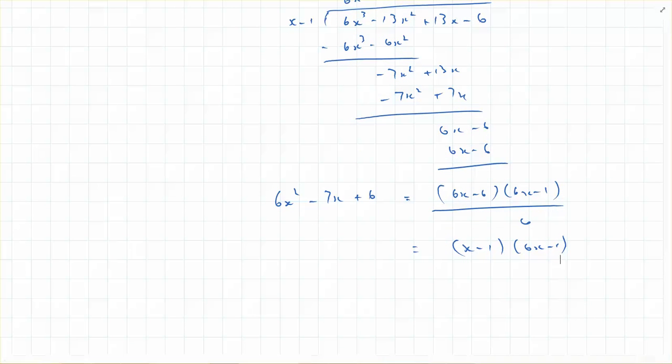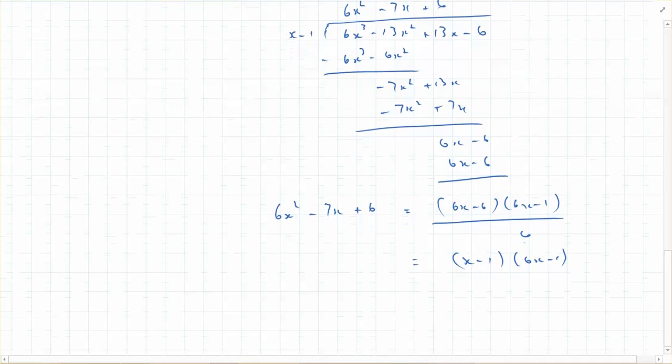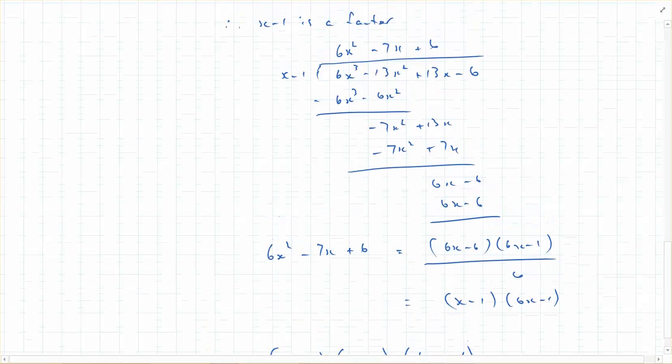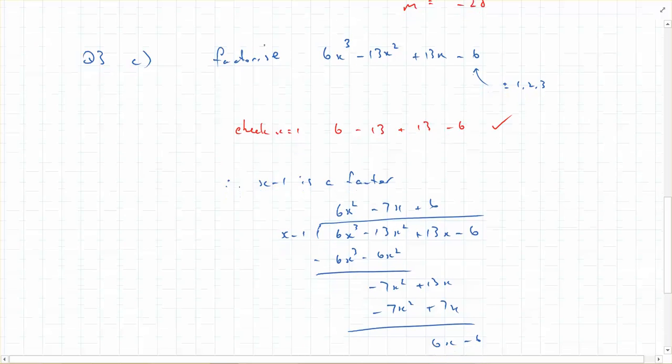So I've now factorised right the way down to x minus 1, x minus 1, 6x minus 1. So that's the task in question 3. I've asked you to do A and B.